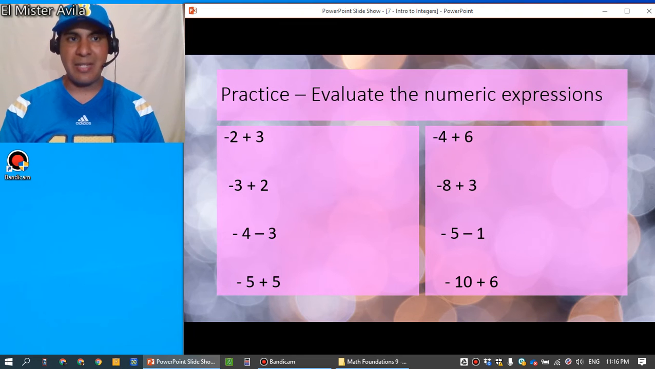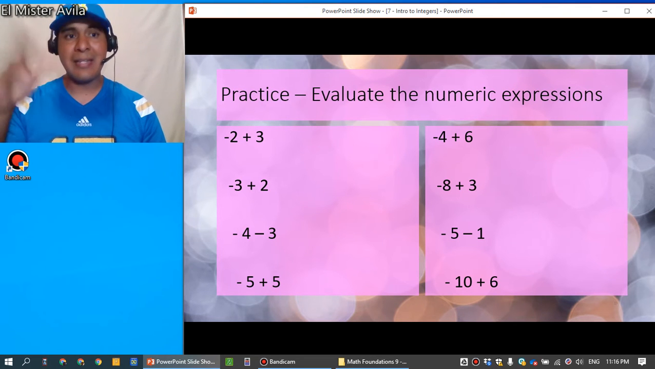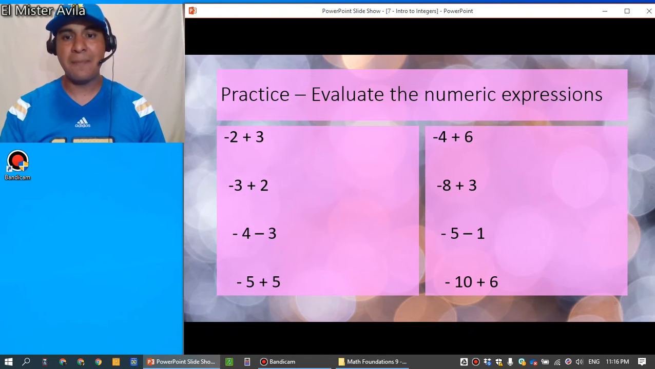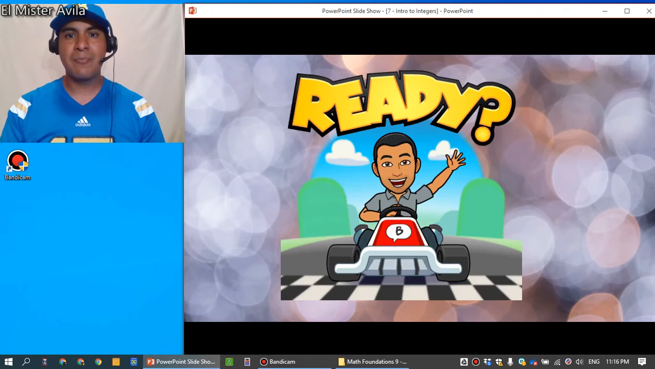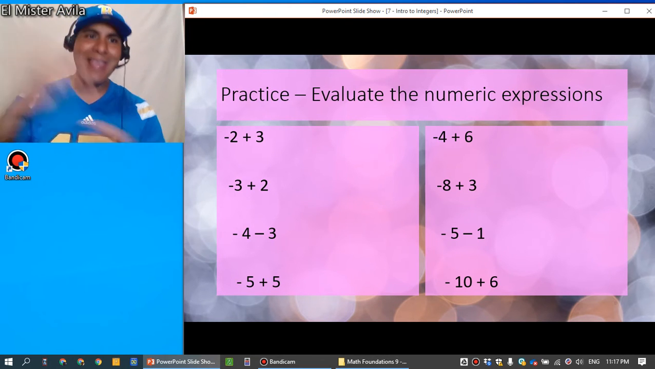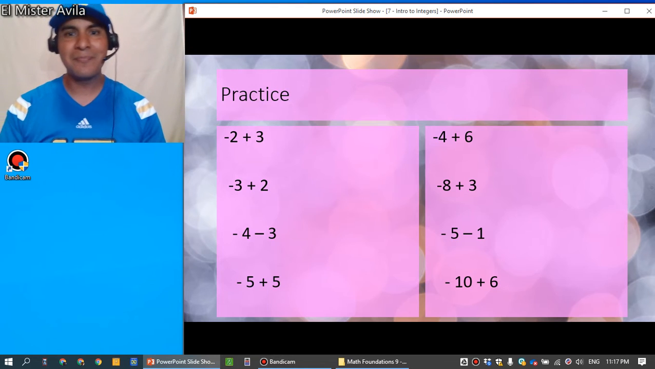Take a minute to practice these using the strategies that I just shared with you. If you need to draw, for example, that first one, 2 negatives, 3 positives, and then cancel out the zeros, the negative 1 plus 1s, and then see what you get. Okay, here are our answers. Ready? I hope you tried them. Try them first and then move on. That's how they're supposed to work. Don't just keep going on the video.